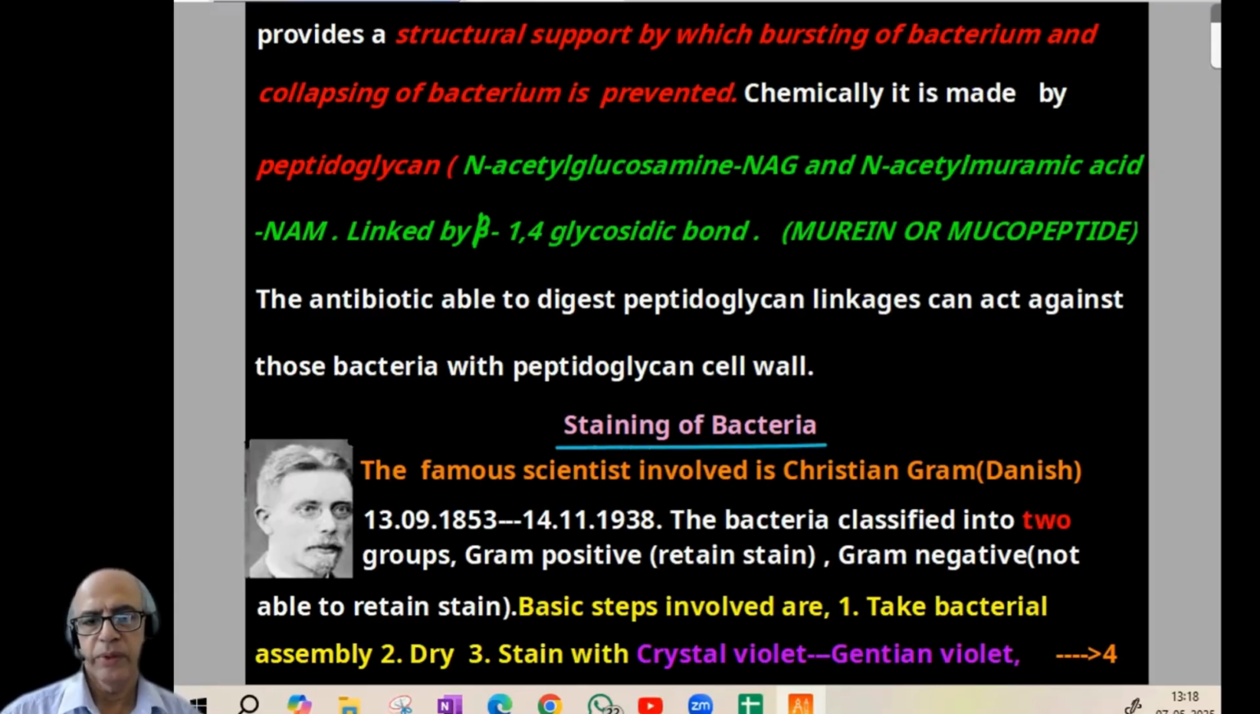Otherwise, no use. Staining of bacteria. It is concerned with the famous scientist Christian Gram, a Danish botanist. Very old method, still it is utilized. Those that retain violet coloration are gram positive. Those that lose it are gram negative. Getting another color, it is gram negative.